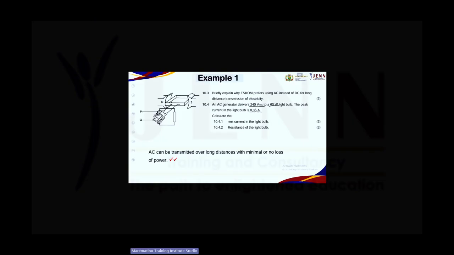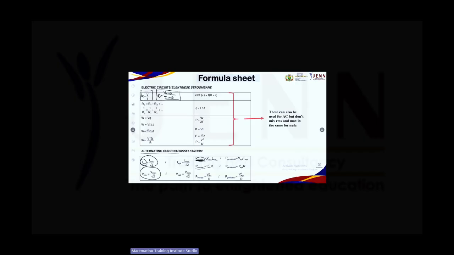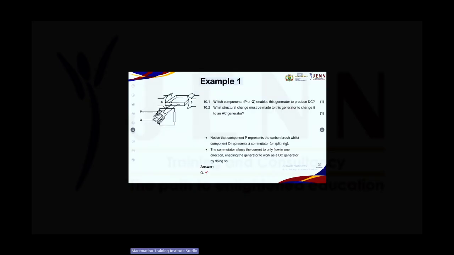Now remember, they said here the peak current in the light bulb is 0.35. So they ask now, calculate your RMS current. Now remember, if we look at our equations, at your formula sheet, in order to calculate your IRMS, you are going to use this equation. So IRMS equals I max divided by the square root of 2.